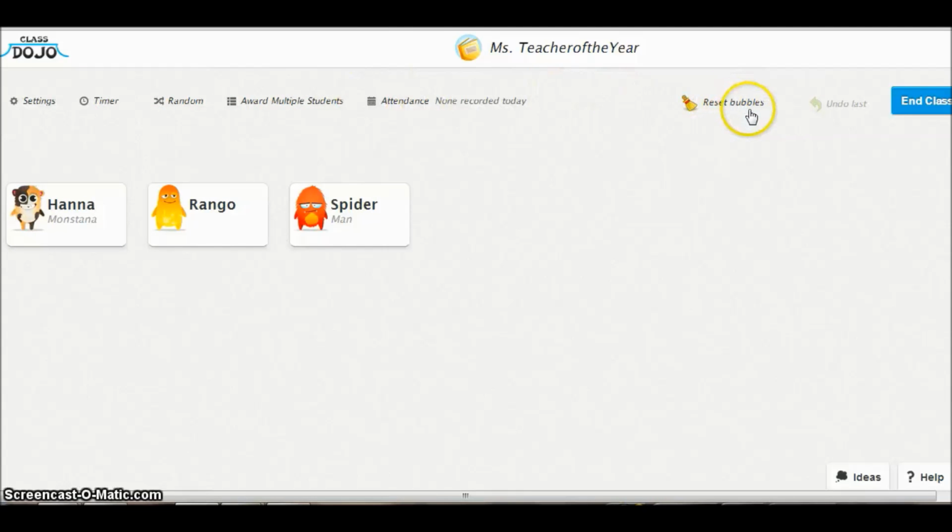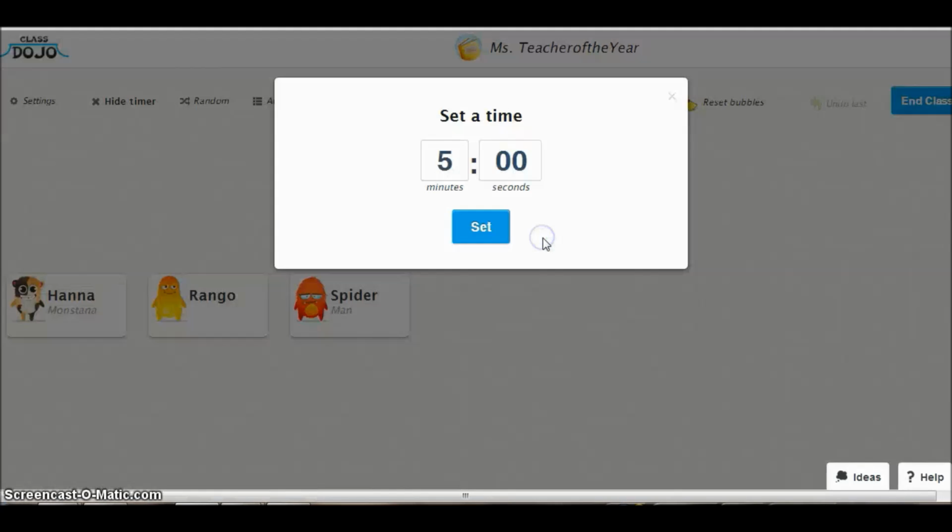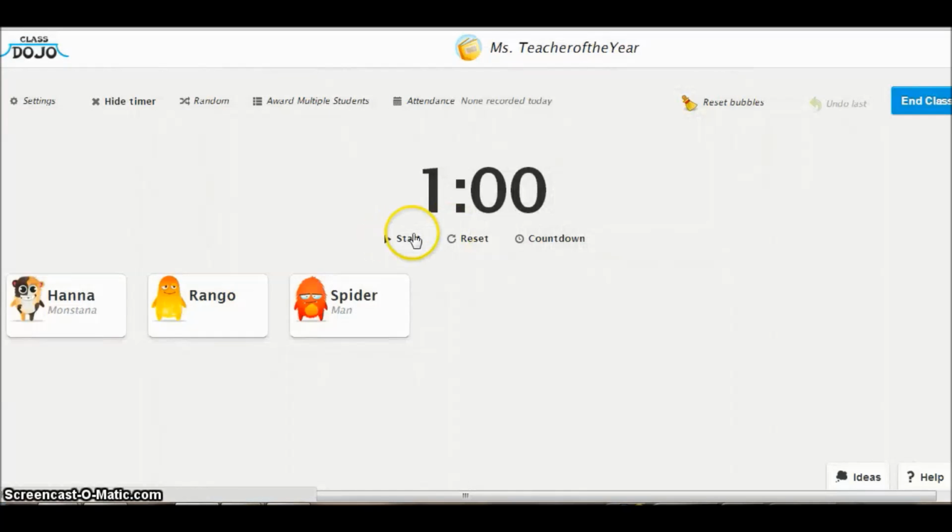So what we're going to do is to set up our timer. And I like countdowns. So let's say that we're going to set this down for 1 minute. Now typically I know that we use it 5 to 10 minute intervals, but we don't have a lot of time here, so we're going to set it for 1 minute. And let's go.